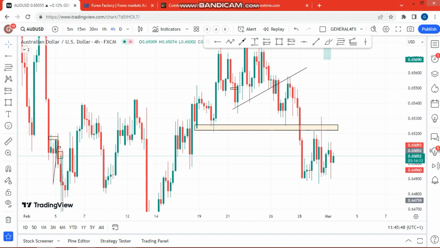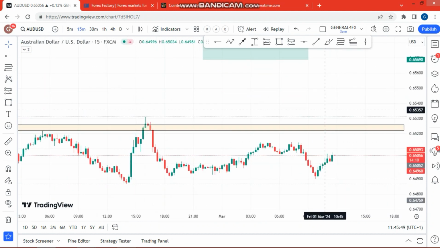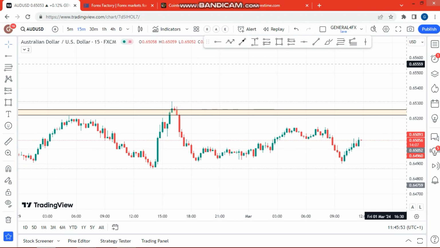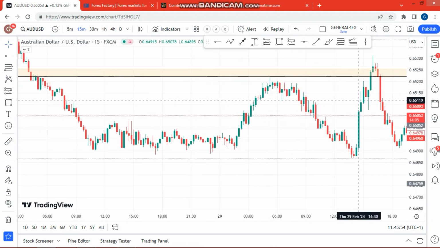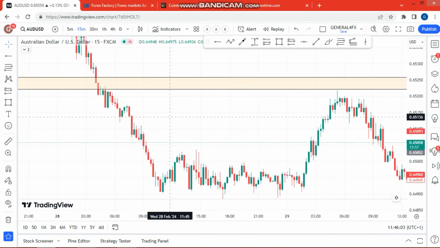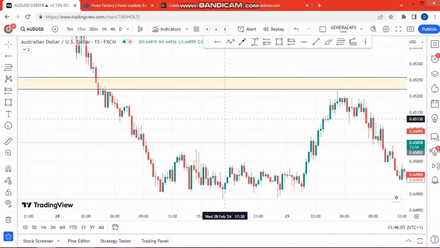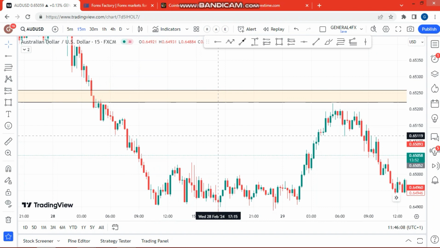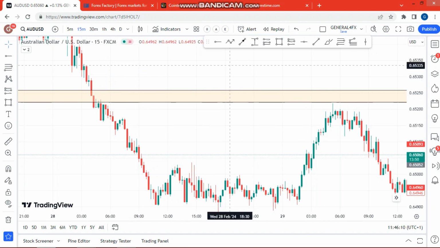So let's quickly get to the 15 minute time frame right there. It was around this area yesterday. We took that trade after price broke down this area. So quickly, let me explain the concept of this strategy to you guys.